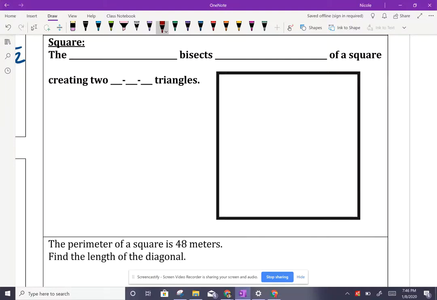We just talked about how equilateral triangles, anytime you drop an altitude in an equilateral triangle, it will always create a 30, 60, 90, or two 30, 60, 90 triangles. Now, squares are special as well. If you draw a diagonal in a square, it's going to bisect the opposite corners of a square, creating two 45, 45, 90 triangles.